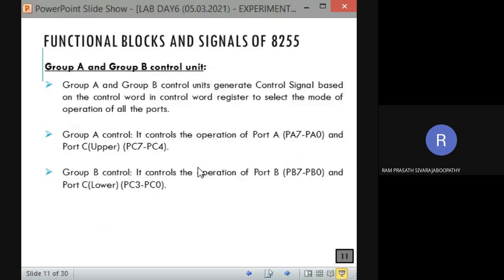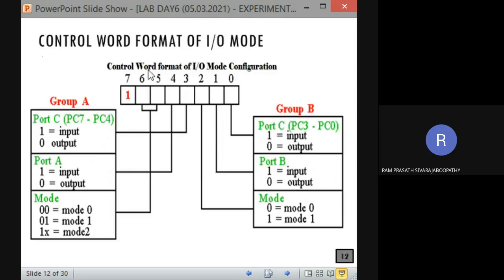the control word format. We say control word, correct? So what is a control word? It is an 8-bit pattern to configure your 8255. Listen carefully. This is the control word format of IO mode. We said we can configure the 8255 in two modes, IO mode and BSR mode. When we say IO mode, listen carefully: the MSB bit of the control word must be what? 1. There is no doubt in that.